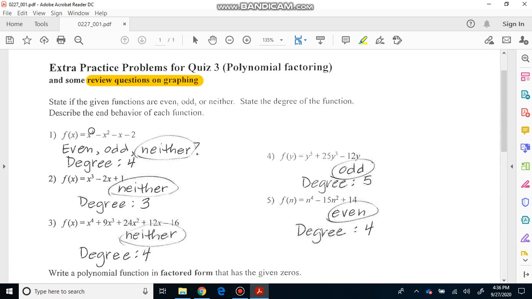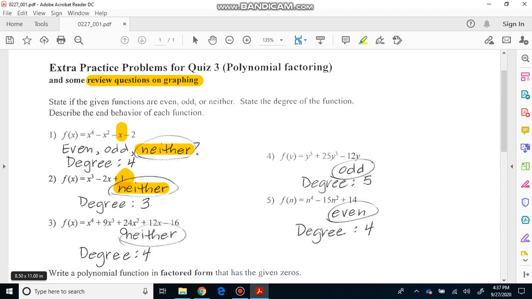So I look at the exponents. I've got 4, 2, 1, and 0. So this is neither even nor odd because of that exponent of 1 that's implied right there. I'm going to go on to 2 and come back. So number 2 has exponents of 3, 1, but then this constant has an exponent of 0. So this again is neither because of that constant.